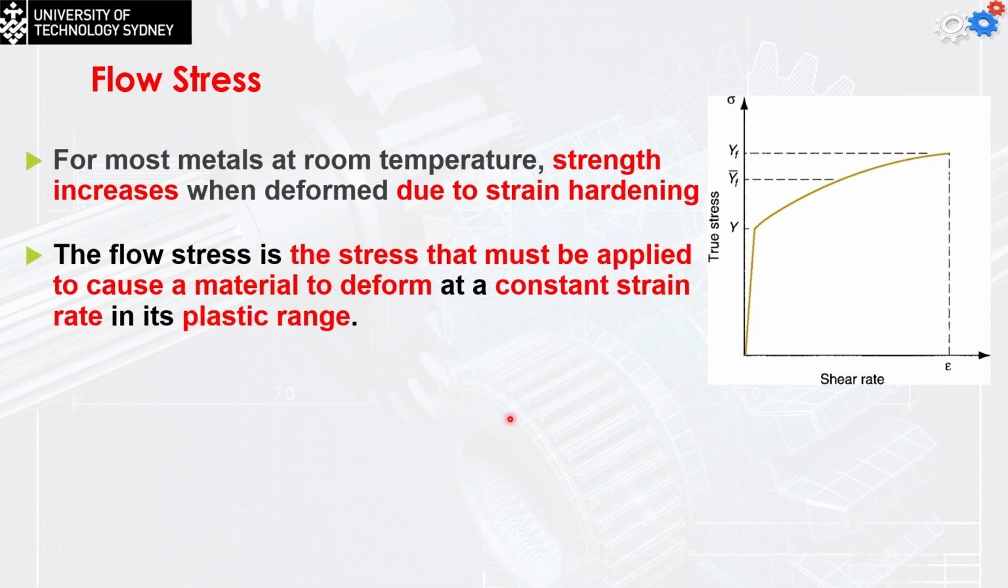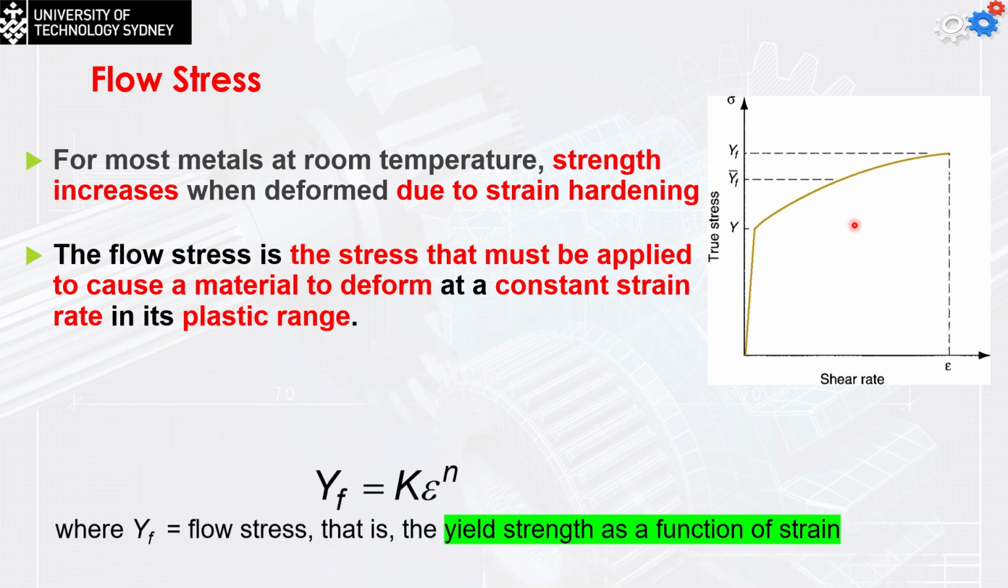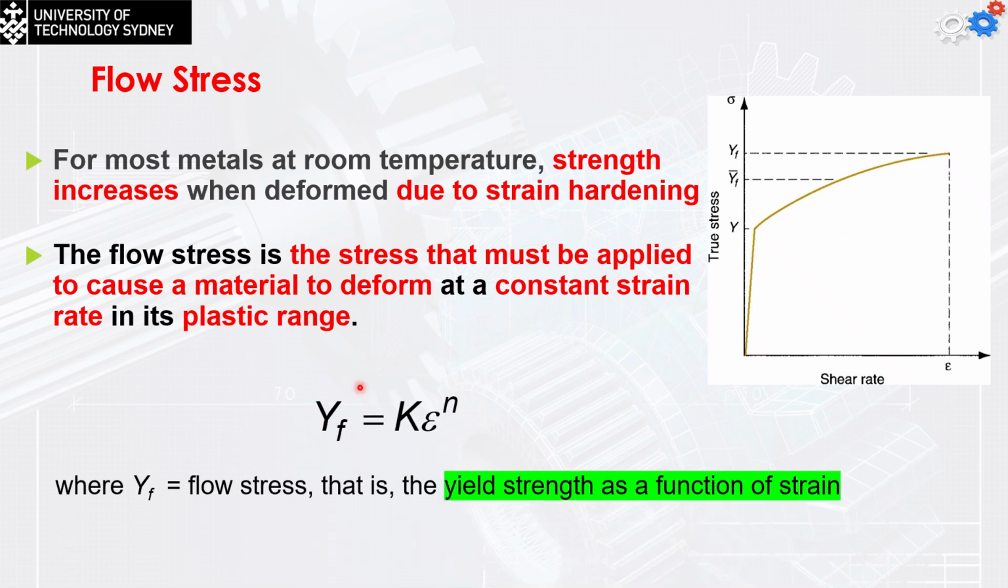The flow stress is the stress that must be applied to cause the material to deform at a constant strain rate in its plastic region. Okay, so the stress we add at any point here in the plastic region to cause the material to deform at a constant strain rate is called the flow stress. And this can be explained by the same equation. YF is equal to K multiplied by epsilon to the power n, where YF is the flow stress, and that's it. The yield strength is a function of strain.